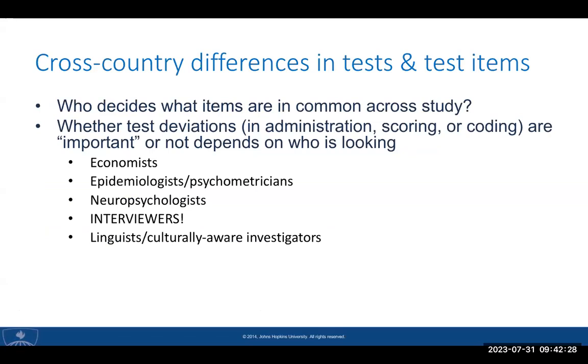So, when we do our pre-statistical harmonization and when we look for cross-country differences in tests and test items, who decides what items are in common across a study? Well, as it turns out, most but not all of the HRS studies or the international partner studies tend to be led by economists and sociologists who employ fleets of epidemiologists and psychometricians like Dr. Meyer. Neuropsychologists are key to helping us make these decisions. Interviewers and study team coordinators on the ground are a wealth of information to ask and talk to, as well as linguists and culturally aware investigators are very important to have on your team.